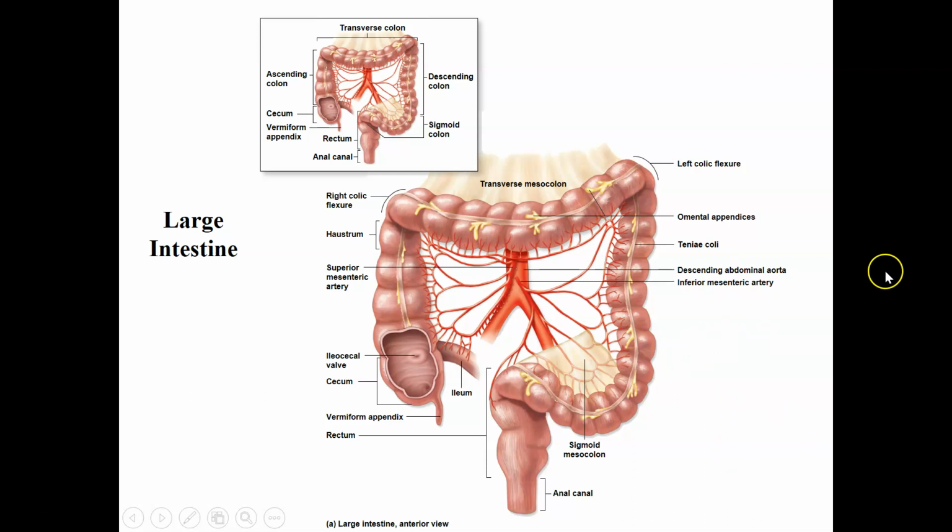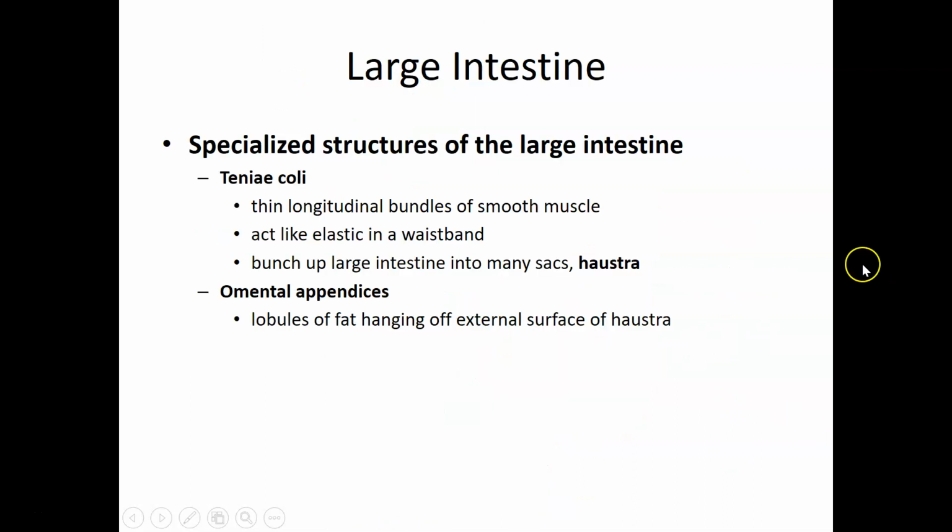Okay, let's move on to the next slide. A couple of interesting mentions here. These are basically descriptions of what I just mentioned from the previous slide. Taeniae coli, longitudinal smooth muscle, the longitudinal layer of the muscularis is restricted to just thin bands along the surface of the colon.